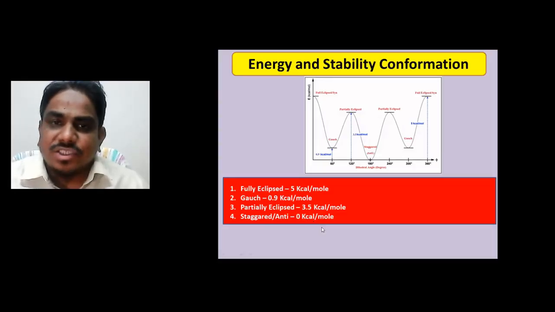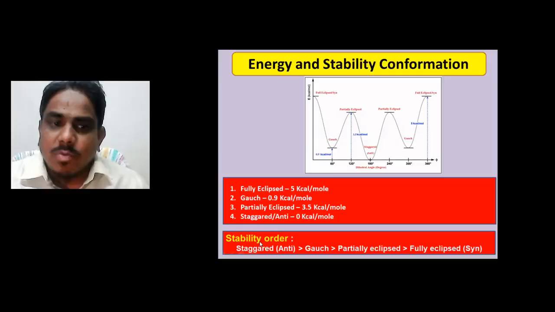So when we compare the stability of all the conformations, then we observe that the staggered or anti-conformation of n-butane is more stable than the Gauche conformation, more stable than the partial eclipse conformation, and more stable than the fully eclipse conformation. So we can say that the n-butane molecule is observed in the staggered conformation, because in the staggered conformation the potential energy is the minimum compared to other conformations. Thank you.